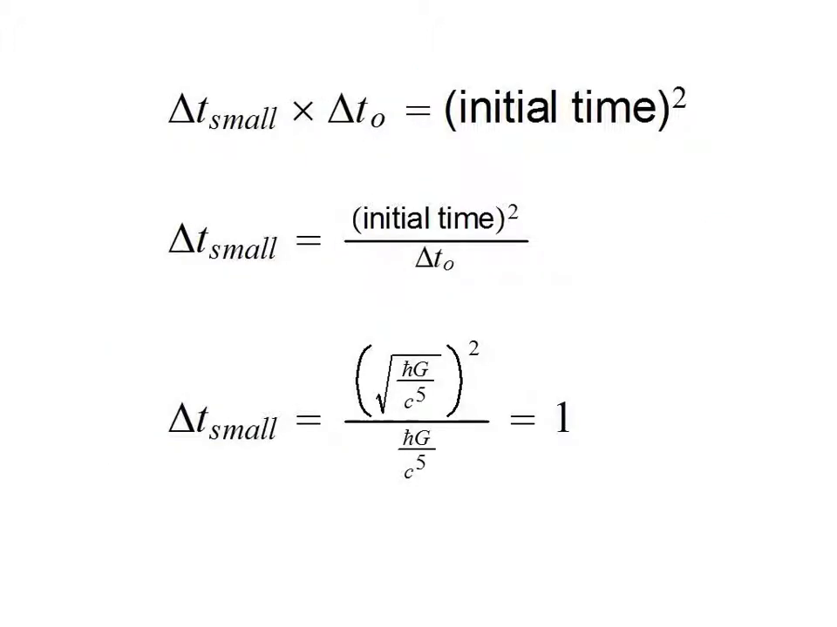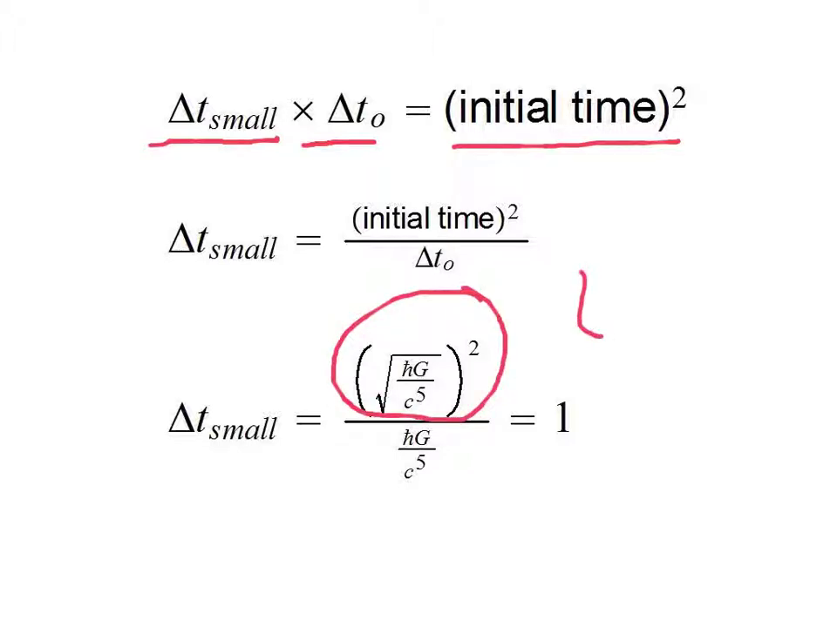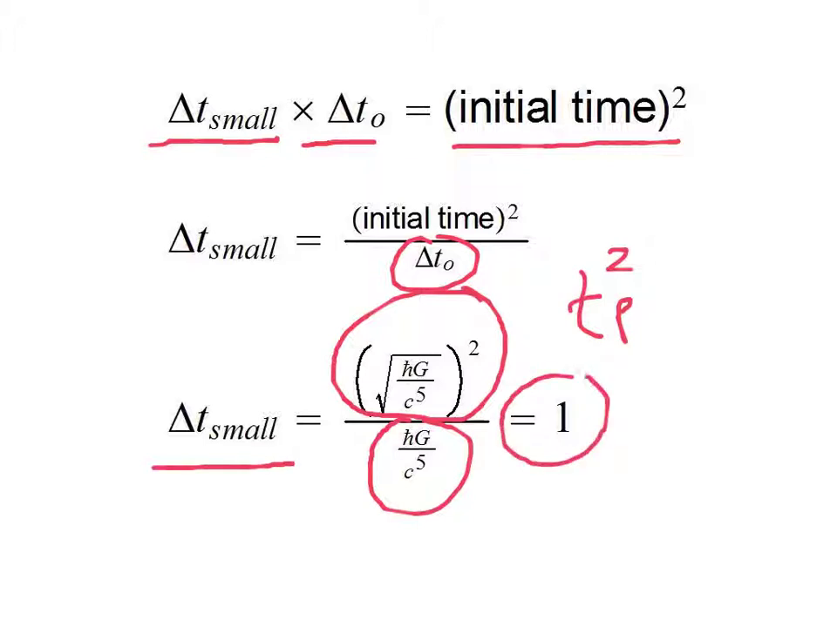To calculate delta t small, we will multiply delta t small times delta t sub O, and it'll equal the initial time squared. We know the initial time squared is the Planck time squared. Delta t sub O is also the Planck time, so delta t small is equal to 1. No dimensions, just the number 1.